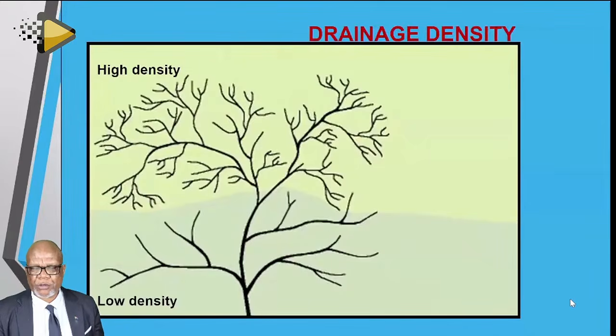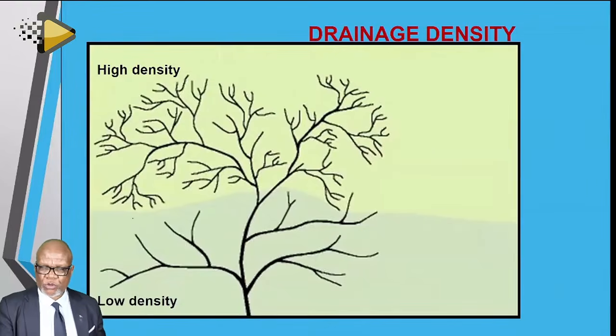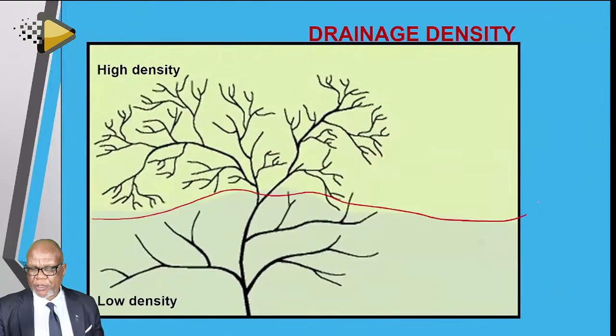Now, drainage density. When you speak of drainage density, you must be able to define what drainage density is. Density simply refers to the total length of streams divided by the total area of the drainage basin. When you look at these two, at the bottom here we have fewer streams, and above here we have more streams. So when you have more streams, we have higher density.